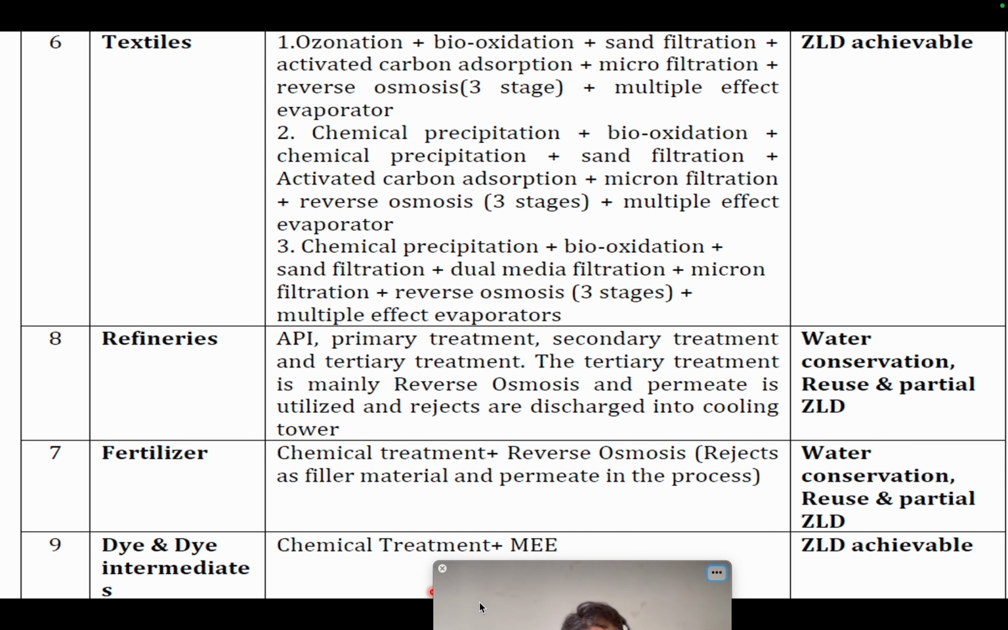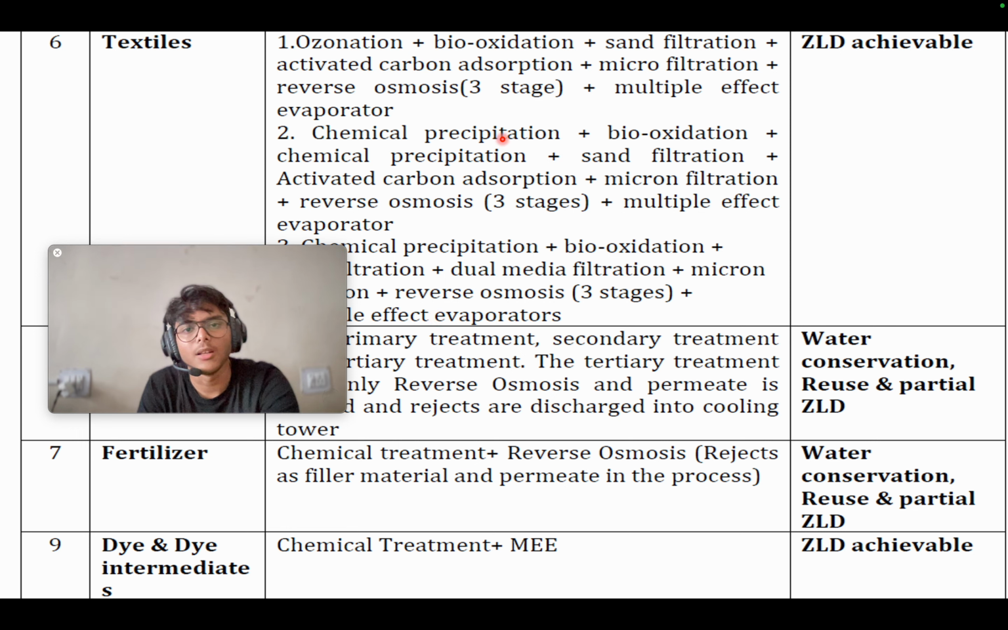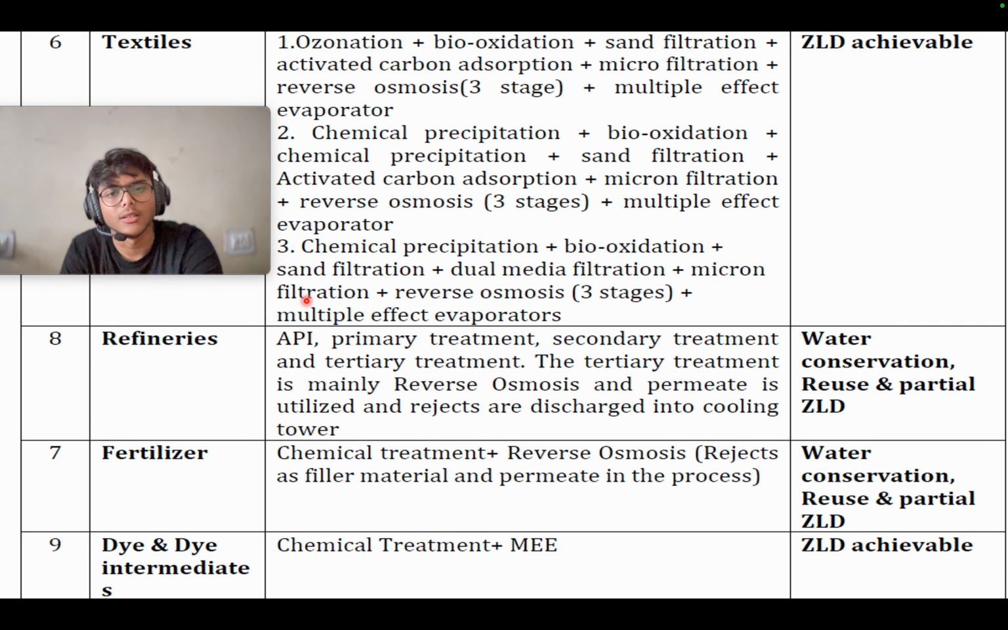So for the textile industry, you can see the ozone plus bio-oxidation plus sand filtration plus activated carbon adsorption plus micro filtration plus reverse osmosis three stage plus multiple effect evaporator. Here after that ZLD is achievable. Here also you can see chemical precipitation, bio-oxidation plus chemical precipitation plus sand filtration plus activated carbon adsorption plus micron filtration plus reverse osmosis three stages plus multiple effect evaporator. And here the third method is chemical precipitation plus bio-oxidation plus sand filtration plus dual media filtration plus micron filtration plus reverse osmosis three stages plus multiple effect evaporators. Here also ZLD is achievable.